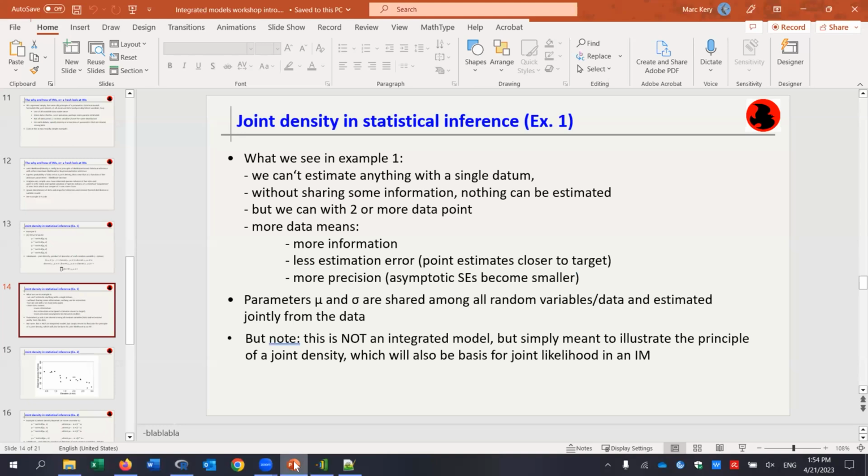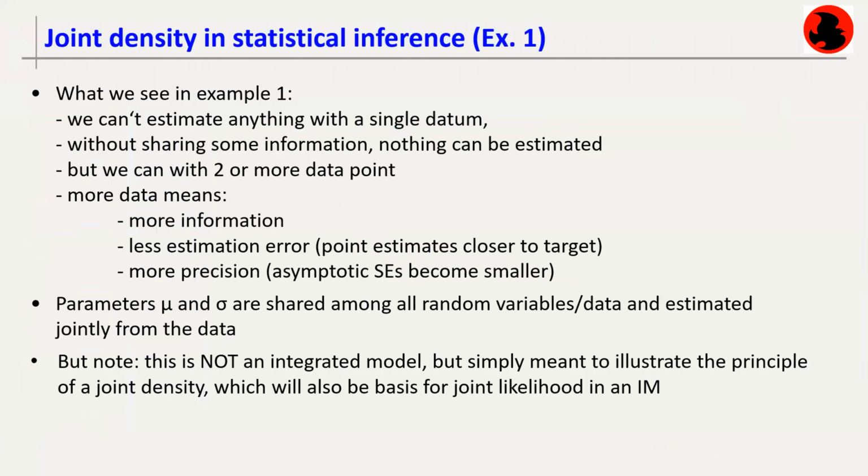So this is what I said: more data, more information, less estimation error. Point estimates will typically become closer to the target, and we have more precision. So the standard errors and such become smaller.